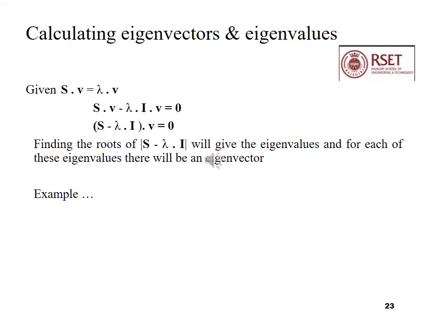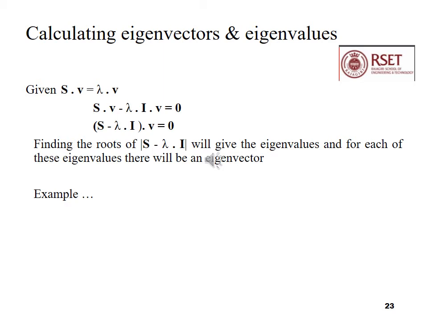In this slide, I will explain how to calculate eigenvectors and eigenvalues. Consider S dot V equals lambda V, which can be rewritten as S dot V minus lambda into I dot V equals 0. Here S is the original matrix and I is the identity matrix. You can rewrite the expression as S minus lambda I dot V equals 0, and find the roots of S minus lambda I, which will give the eigenvalues, and for each of these eigenvalues there will be an eigenvector.